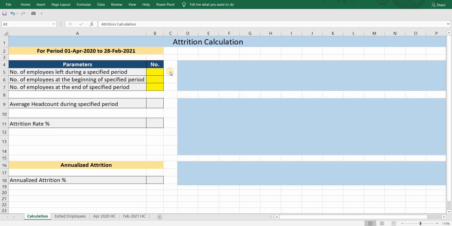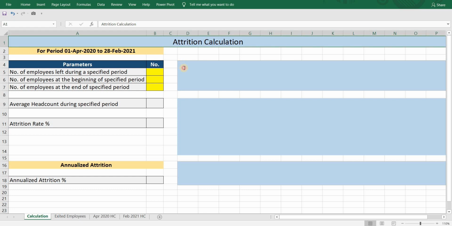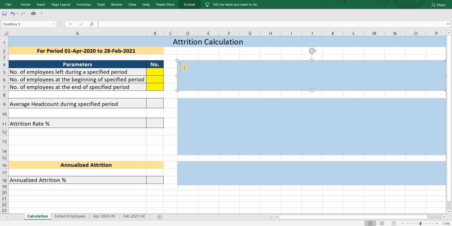Today we will understand and calculate one of the most common yet important HR metrics, which is attrition rate, also called turnover rate. There are a couple of formulas to calculate attrition rate. In this video we will cover one of them and calculate it in Excel from employee based data. So let's begin.